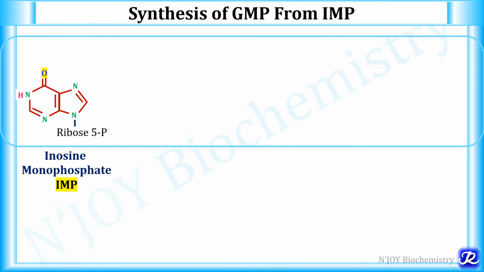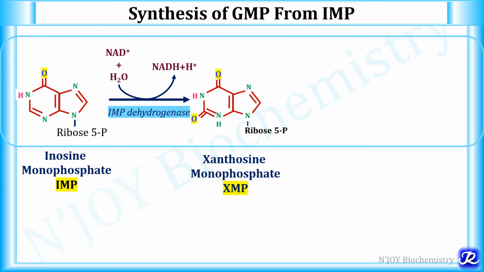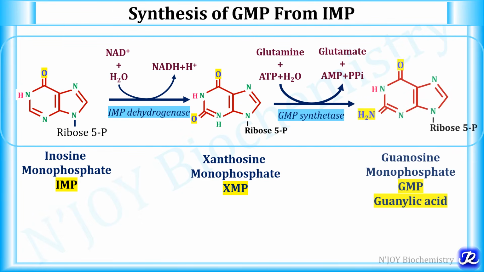Synthesis of GMP also occurs from IMP. From this IMP, by action of enzyme IMP dehydrogenase, there is formation of xanthosine monophosphate, which is also called XMP. From this XMP, there is formation of guanosine monophosphate. In this reaction, glutamine is added, and ATP and water molecule are involved, and the enzyme is guanosine monophosphate synthetase.